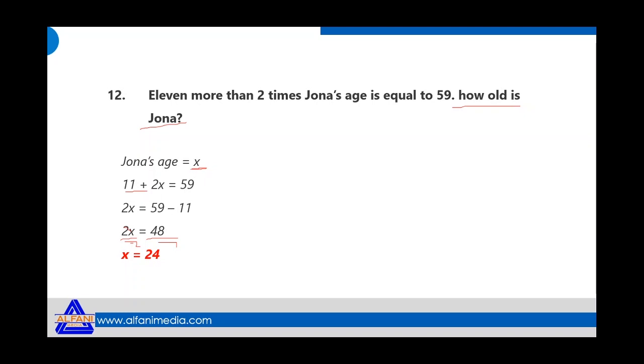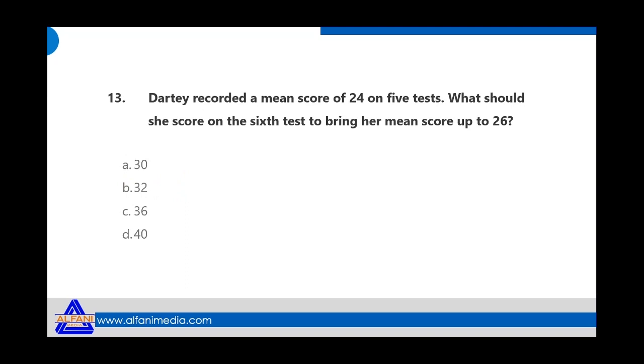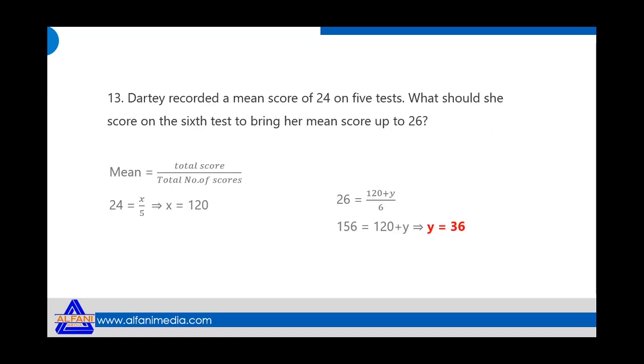So that is how we're able to get this. As I said, first of all, I don't know Jonah's age. I just have to represent it with x, and then I continue with it. So the answer is 24 years. Jonah is 24 years old. The next question, number 13: Data recorded a mean score of 24 on 5 tests. What should she score on the sixth test to bring her mean score up to 26?